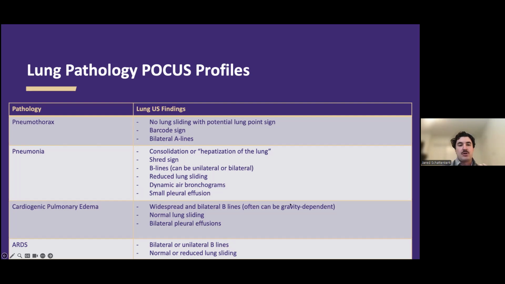If a patient has cardiogenic pulmonary edema, as opposed to a more focal B-line pattern, you'll see widespread and bilateral B-lines that often can be gravity dependent.